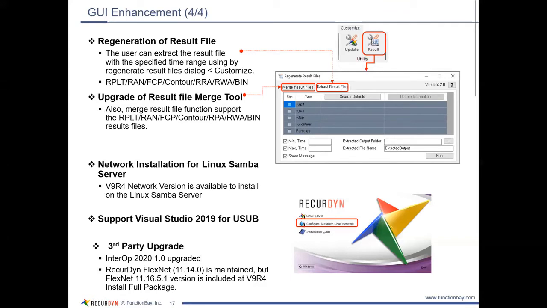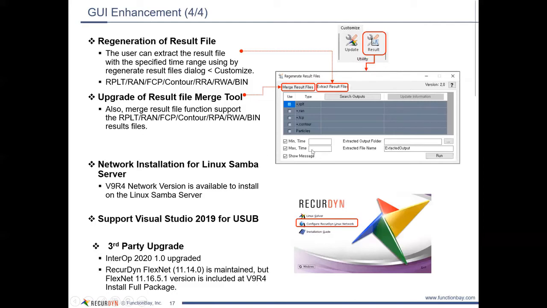RecurDyn user interface. You can also merge results files, several of them together. So where you want to do a simulation in logical pieces, maybe there's a series of assembly steps or a series of operational steps that you want to run separately, and then when you're all done, you can merge everything together however you would like to. So that's what this regenerate results files dialog box is all about, performing all those functions.